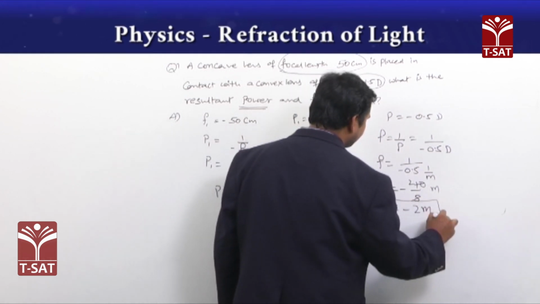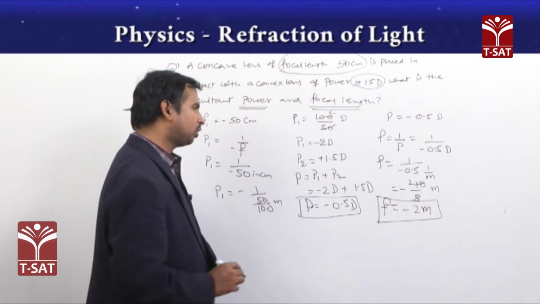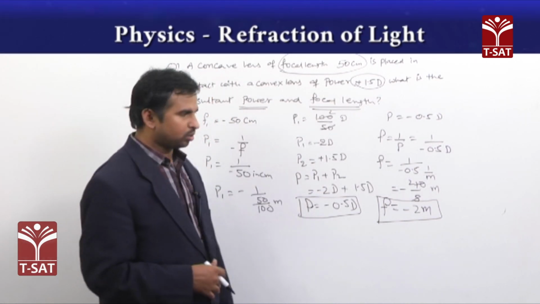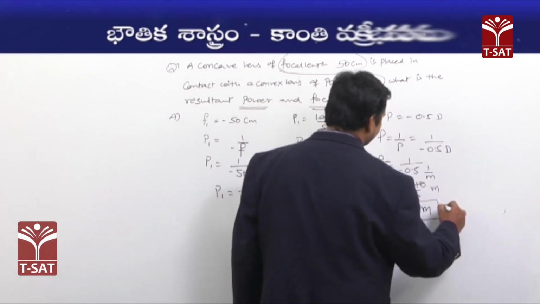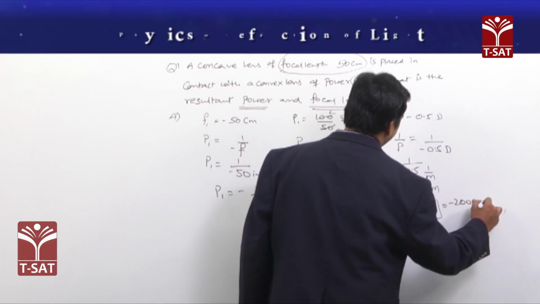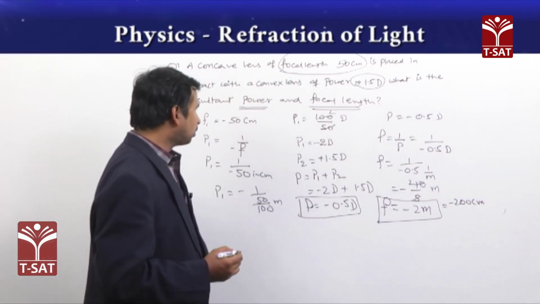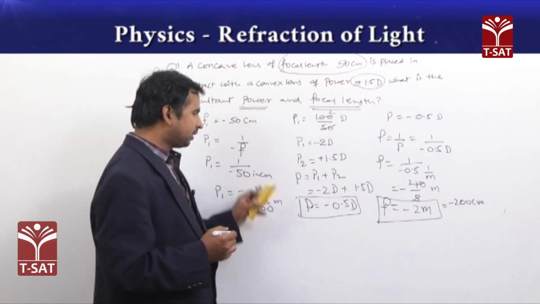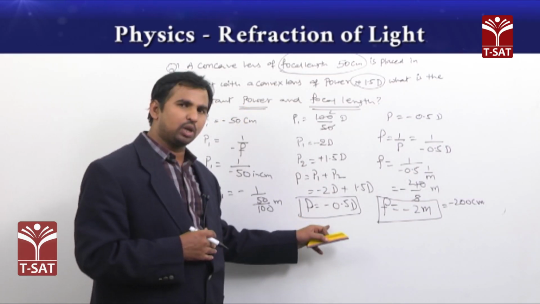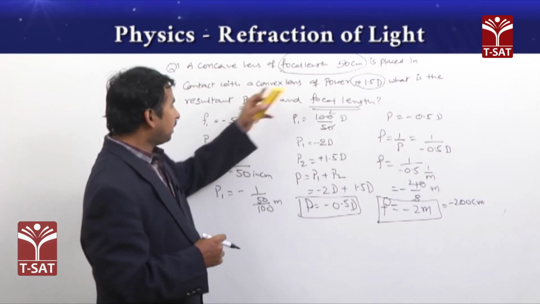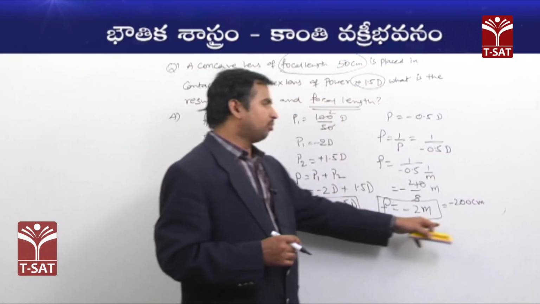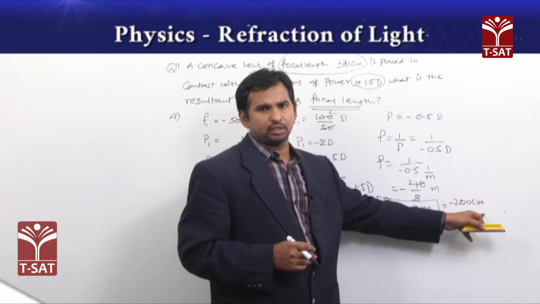So 5 ones are 5, 5 twos are 10, it becomes minus 2 meters. That is the resultant focal length, where F is equal to minus 2 meters, or we can also write that as minus 200 centimeters. So now we got the resultant power, minus 0.5 diopters, and the resultant focal length, minus 200 centimeters.